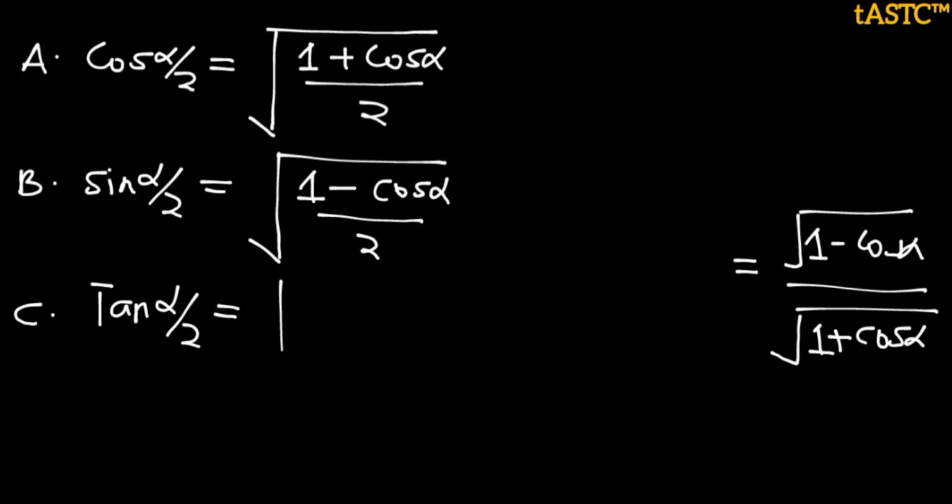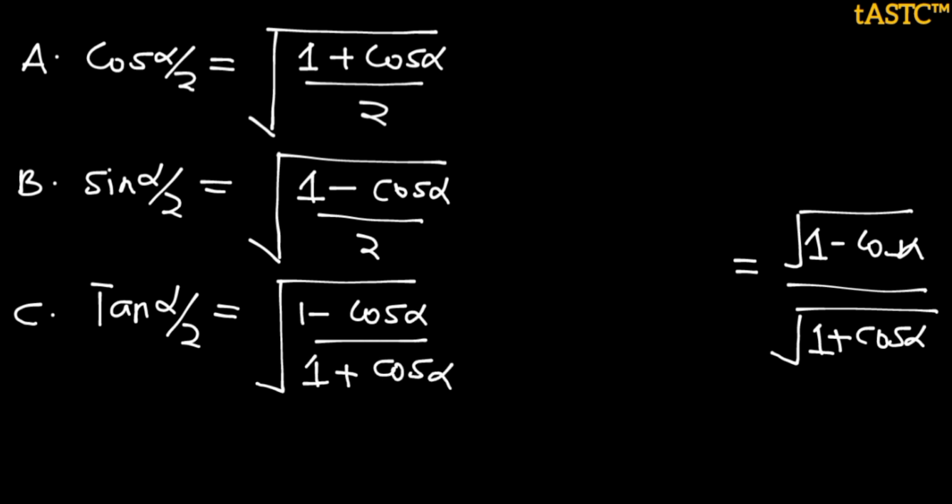So in this case, we're going to have a new form like this. This is 1 minus cos alpha divided by 1 plus cos alpha. And so that is basically it. That is the answer for cos alpha divided by 2, sin alpha divided by 2, as well as tan alpha divided by 2.